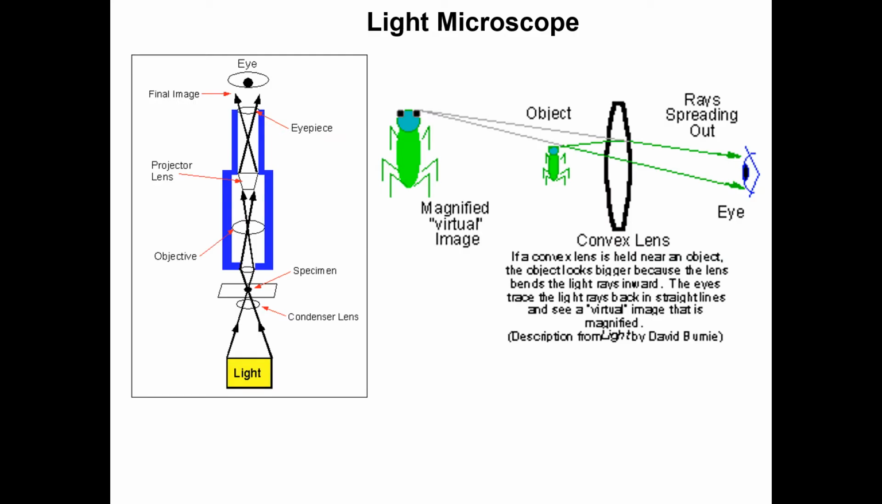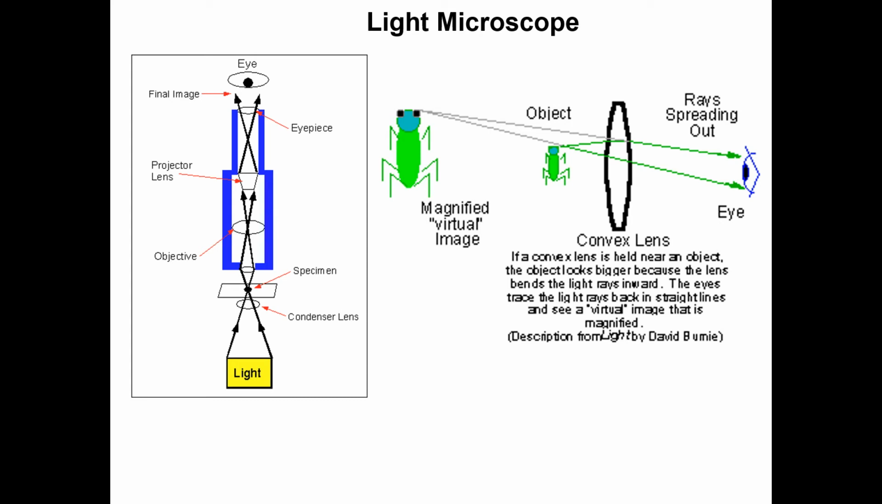The first type of microscope we're going to discuss is the light microscope. In this case, you have some type of light source. Here we're using a light bulb, in terms of visible light. Basically this light source is used for illumination of an object.